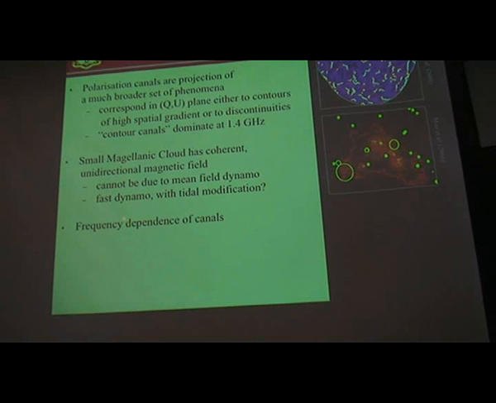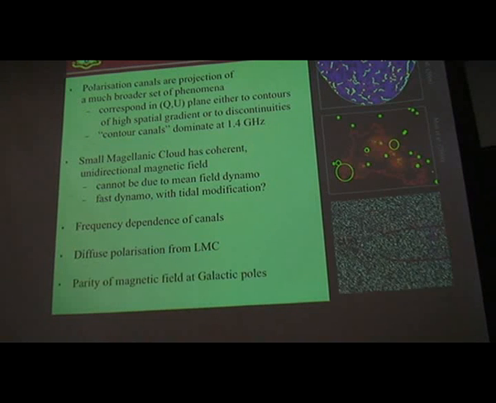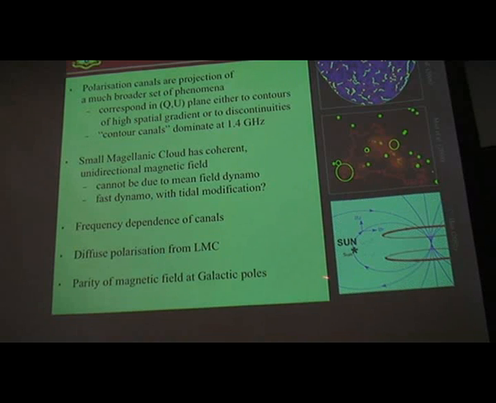And just to talk about some future work, none of anything I said on canals said anything about their frequency dependence. That's a whole other rich source of study, and one can do partial derivatives of partial x, partial nu, or partial x, partial lambda squared to get additional diagnostics that we're starting to look into. We're starting to look at diffuse polarization from the Large Magellanic Cloud to get its three-dimensional structure. And we're also in the process of analysing thousands of rotation measures at the north and south galactic caps to try and measure the parity of the magnetic field in our Milky Way galaxy.